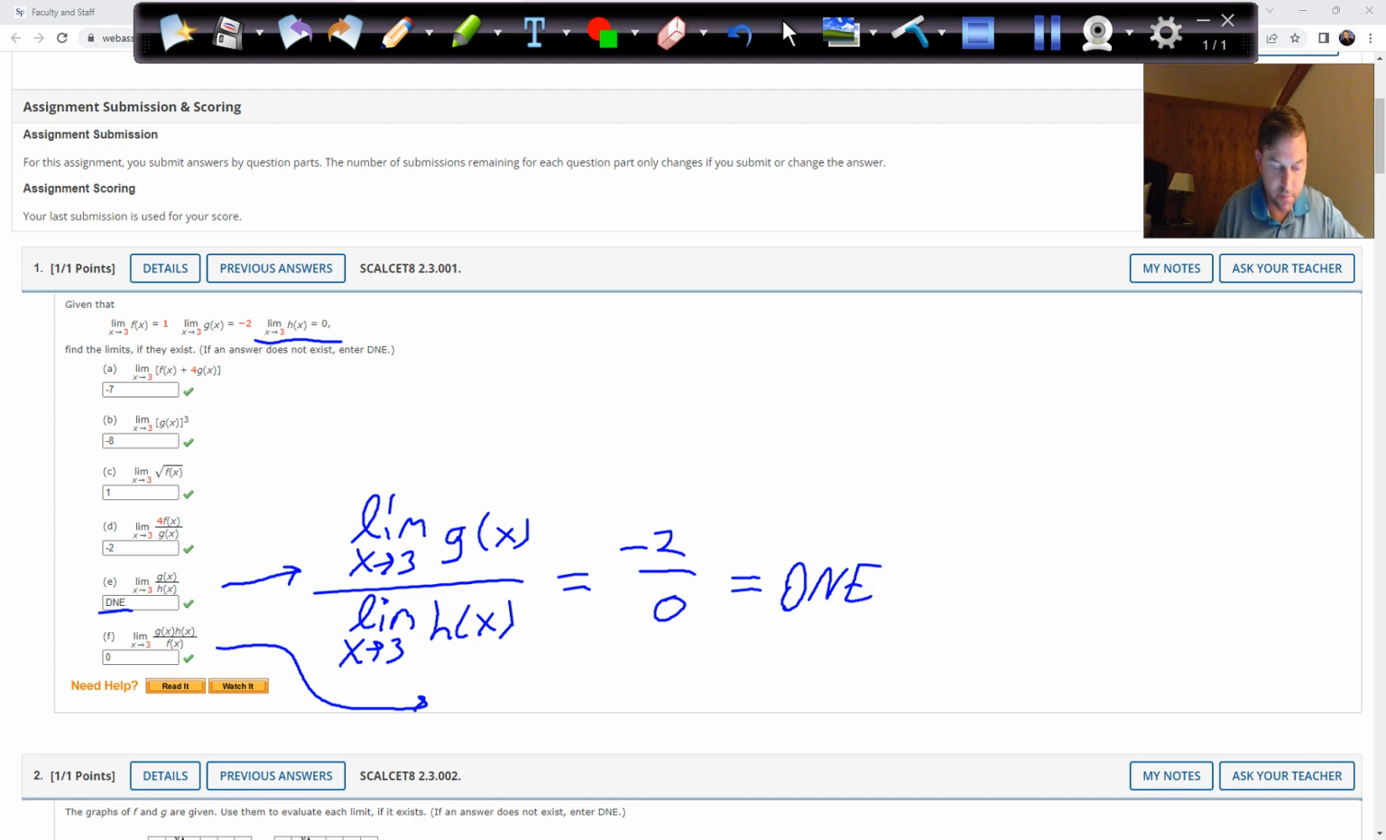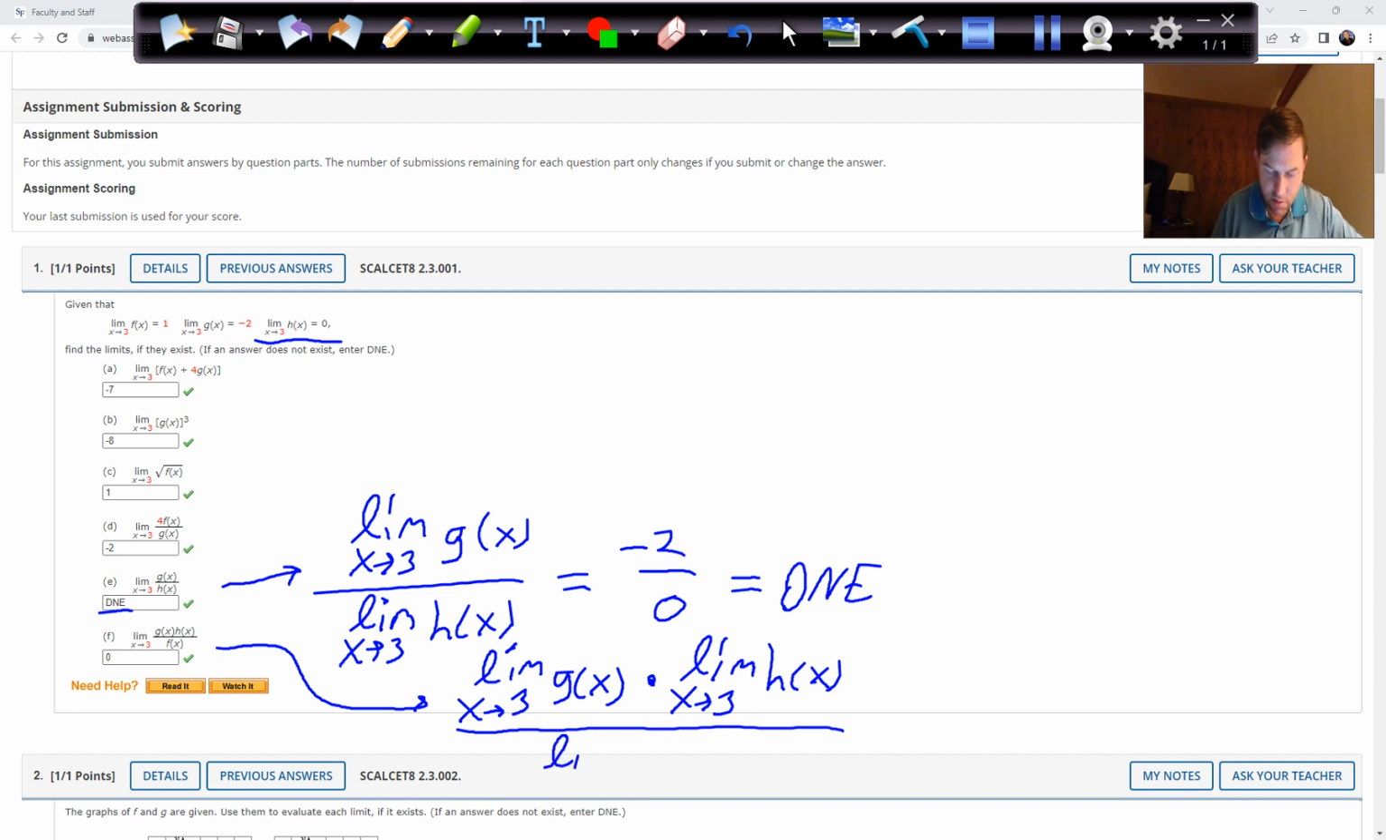Okay. Last one, we have the limit as x approaches 3 of g of x times the limit as x approaches 3 of h of x divided by the limit as x approaches 3 of f of x. Notice I'm applying the limit to each of these terms. I might also say that this only works because all these limits are defined for the same number, 3, 3, and 3. So they're all approaching 3. If they're approaching different numbers, you have to be very careful about doing what I'm doing.